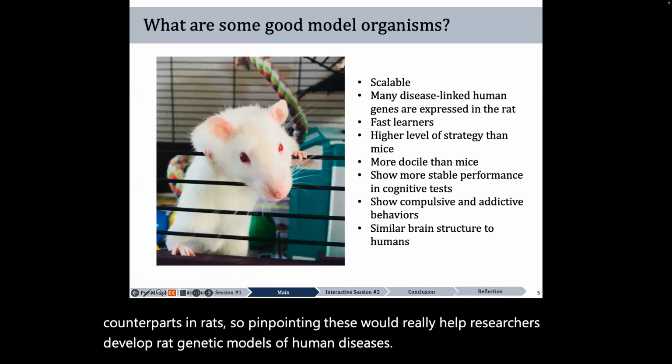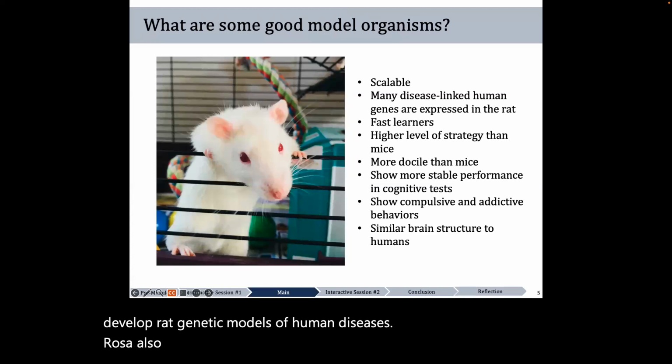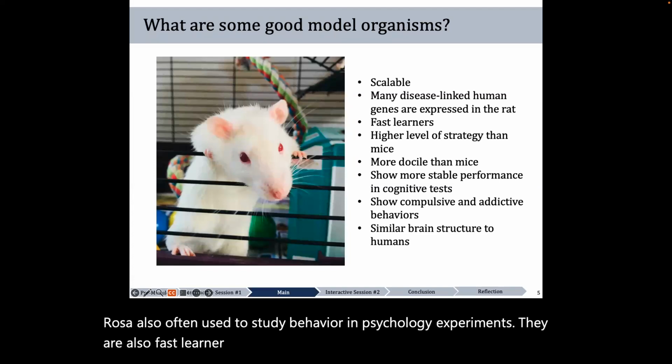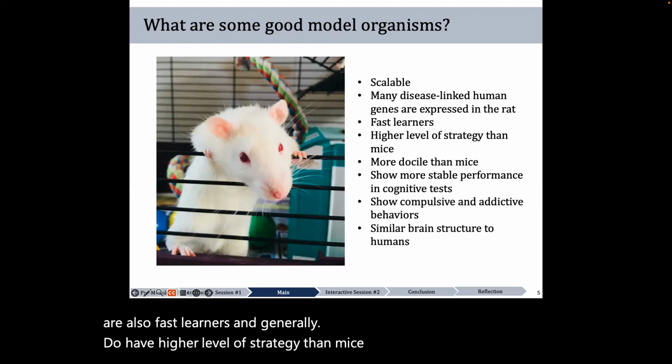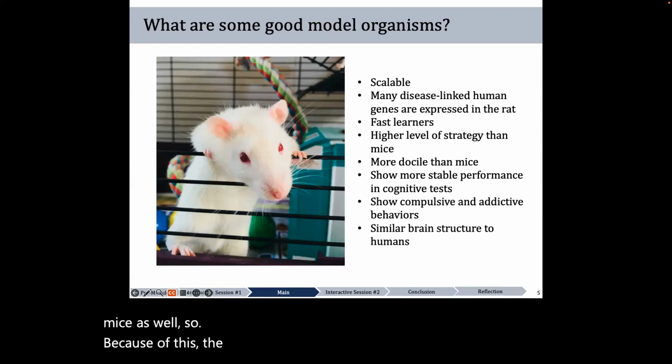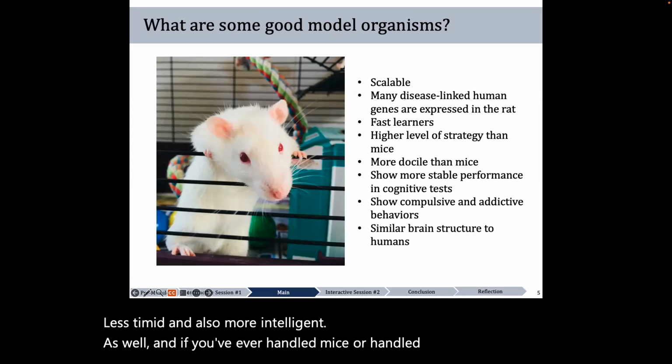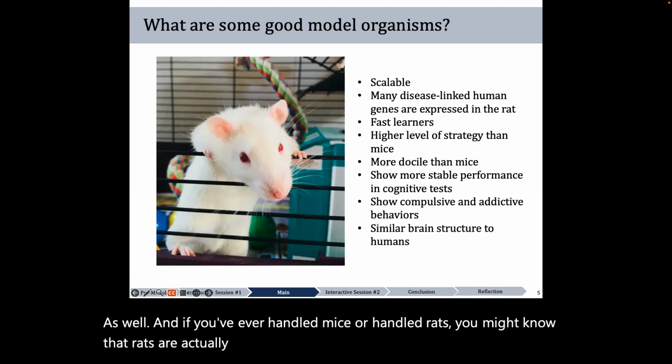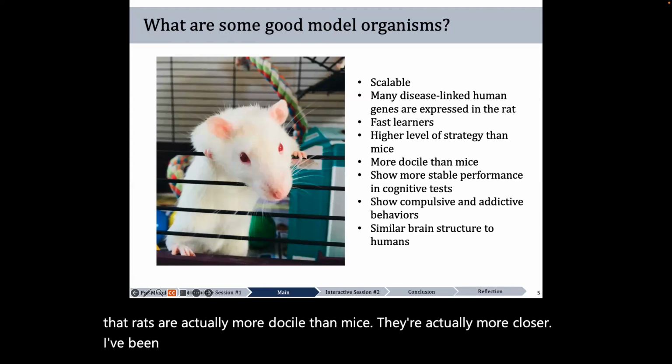Rats are also often used to study behavior and psychology, as they are fast learners and generally have a higher level of strategy than mice. Their brains are larger than mice as well. Because of this, the animals are less timid and also more intelligent. And if you've ever handled mice or rats, you might know that rats are actually more docile than mice. I've heard them described as closer to dogs than you might think.